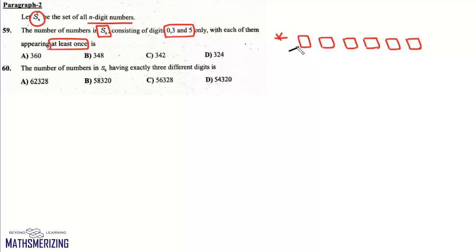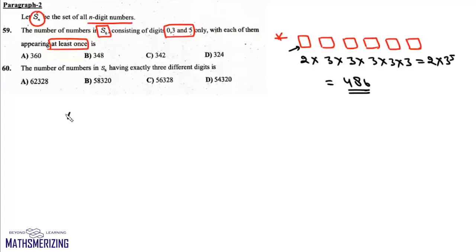Now for this first place we have 2 choices. It can be either 3 or 5. So we have 2 choices here, and for these remaining 5 places it will be 3 choices each. So we can write this as 2 into 3 to the power 5, which is 486.